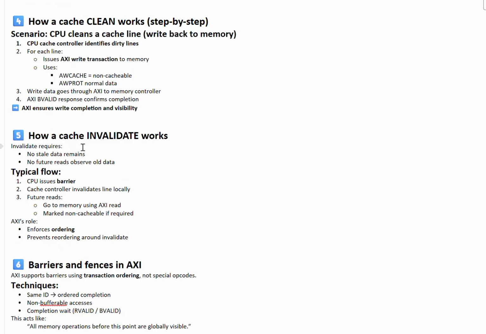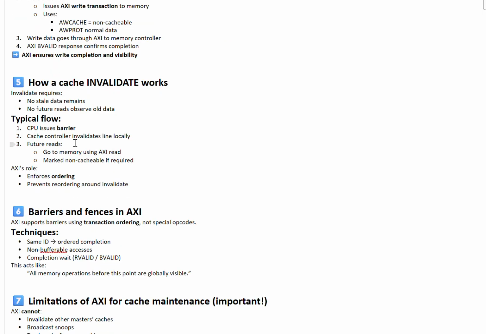Next, going on to how the cache invalidate works. Invalidate requires mainly that no stale data remains, and no future reads observe the old data. The typical flow is: the CPU issues a barrier, the cache control invalidates the line locally, and future reads go to the memory using AXI read, marked non-cacheable if required. The AXI role in this is to enforce ordering and prevent reordering around the invalidate.